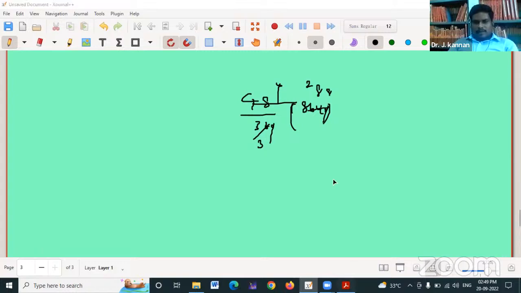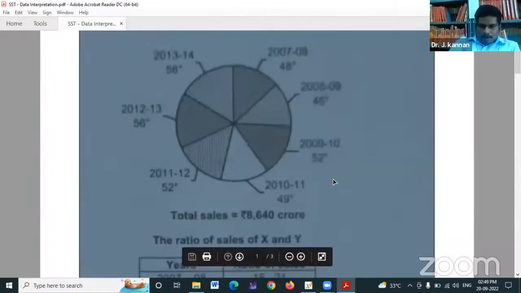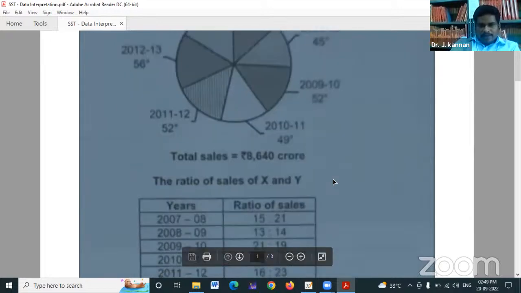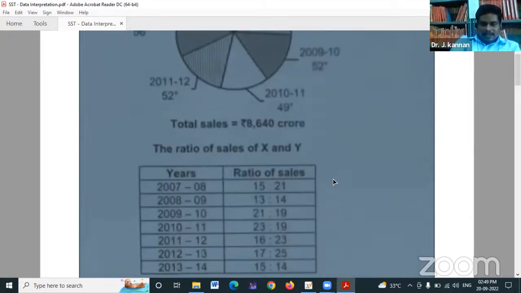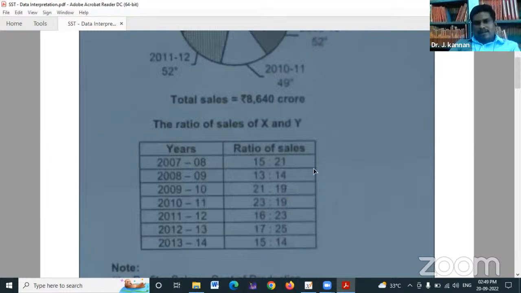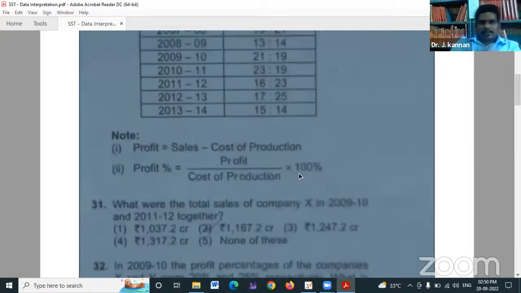Actually, we need to find the problem, and also given the ratio of sales of X and Y. In year 2007-08, the ratio of X and Y is 15 is to 21, a total of 36 parts, and the sales of company X is only 15 parts, and sales of Y is only 21 parts. In year 2008-09, 13 is to 14, and also given the profit percentage equals profit by cost of production into 100. But we only find out profit as sales minus cost of production.